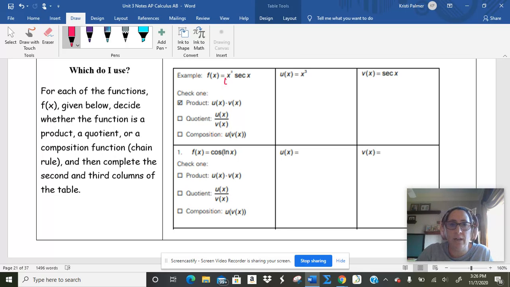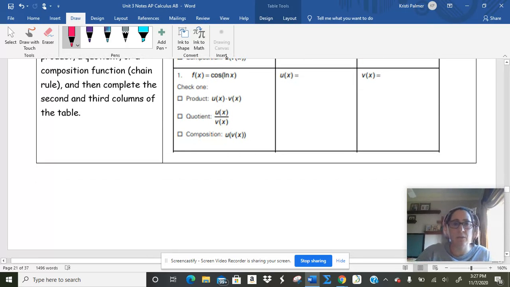So this one, I can see that is telling me I'm going to be using a product rule. So I have a first and a second. So my first was x cubed, and I think that's a cube, yeah. And my second was secant x, okay? So let's see how we do on this next one.